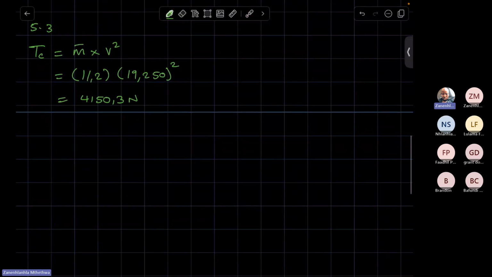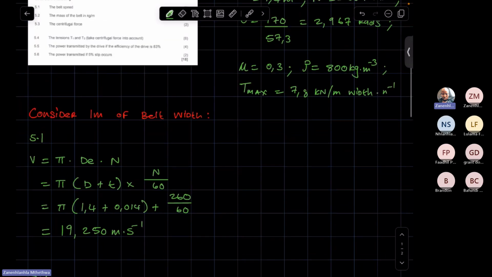Now, T1 represents the tight side of the belt. And because of that, the tight side of the belt is the side that experiences the most tension or the most stress. Hence, T1 is exactly equal to Tmax, or can be expressed in terms of Tmax. If you remember from our givens, we do have Tmax, in terms of the width of the belt as well as the number of plies.